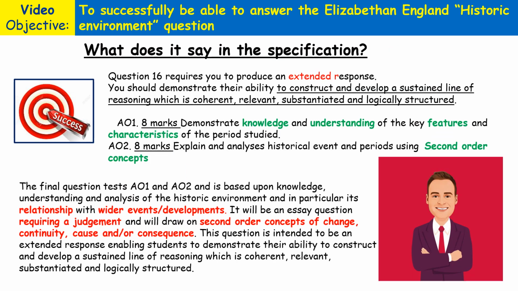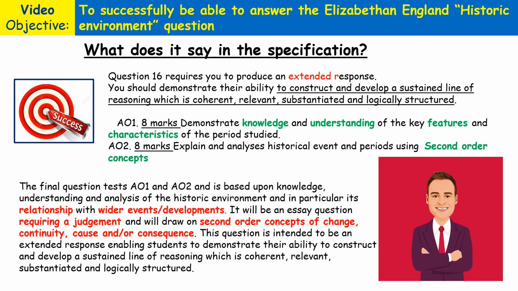So what does it say in the GCSE AQA history specification? It says that 16-mark questions require you to produce an extended response. So students should demonstrate the ability to construct and develop a sustained line of reasoning which is coherent, relevant and structured, which means that within your answer you need to make sure there's a consistent line of argument and you're using paragraphs as well to organise and display your work.